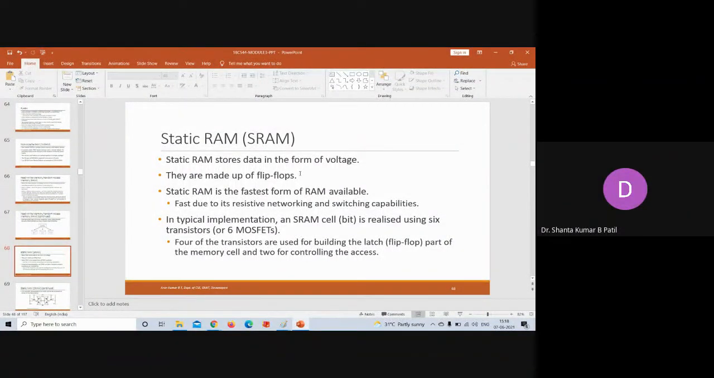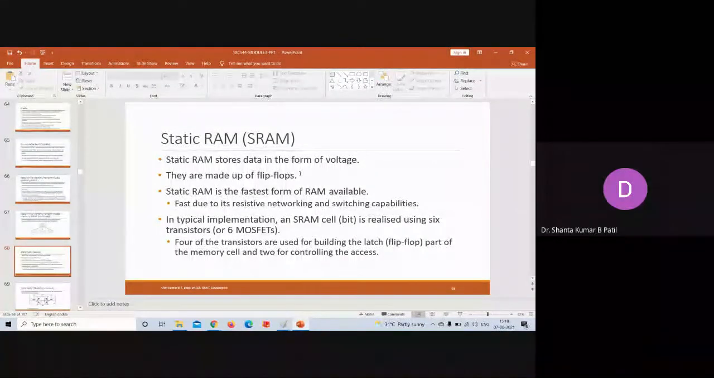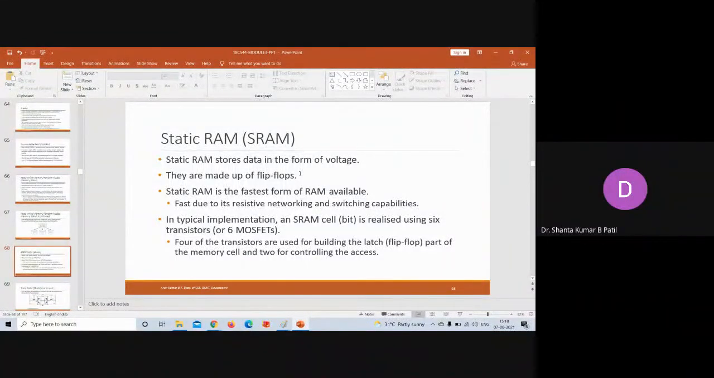We'll see the dynamic RAM. Dynamic RAM is also volatile in nature, but the problem is that in the case of static RAM, until and unless the power is there, data is retained. Whereas in the case of dynamic RAM, even though the power is there, after some seconds we are losing the data.